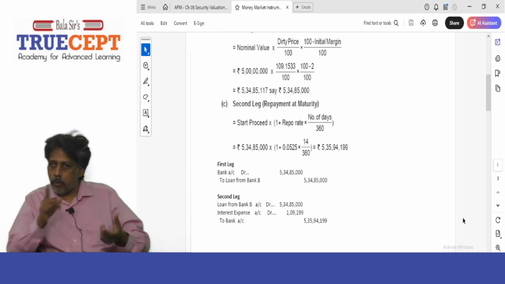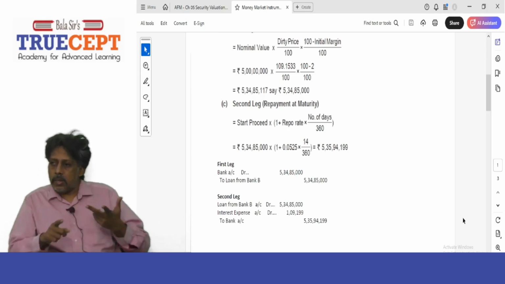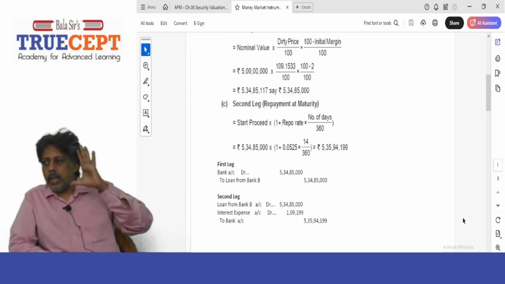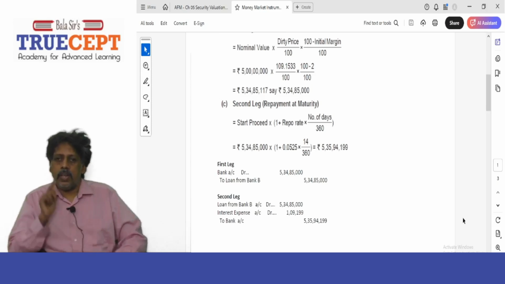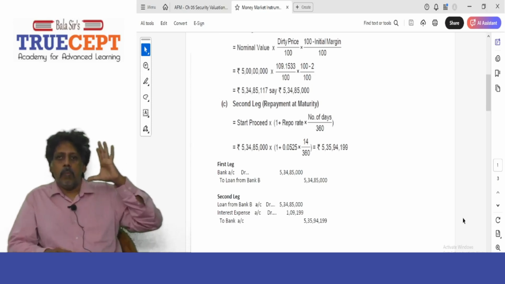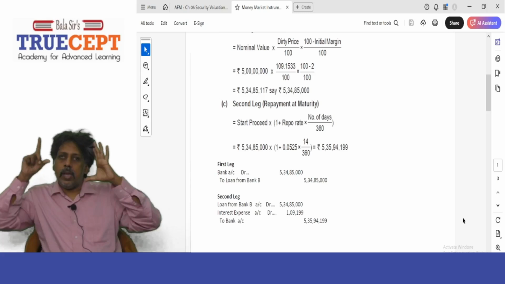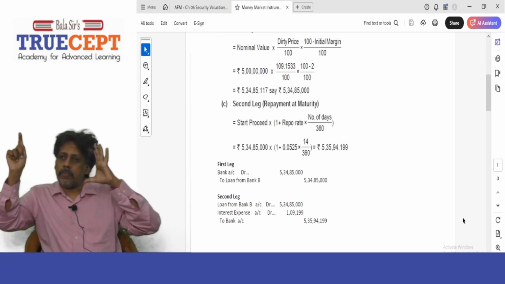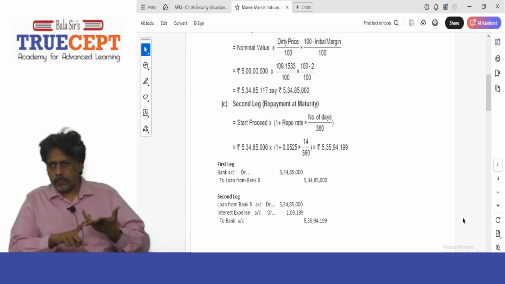That is after the 14-day repo. After 14 days, the bank is going to repurchase those investments. How much should they pay for that? The repayment amount at maturity after 14 days will be the amount that bank A borrowed, which is 5 crore 34 lakh 85,000, and on that apply the 5.25% per annum rate, into 14 by 360. You can get the amount of interest alone. How much? 1 lakh 9,199.